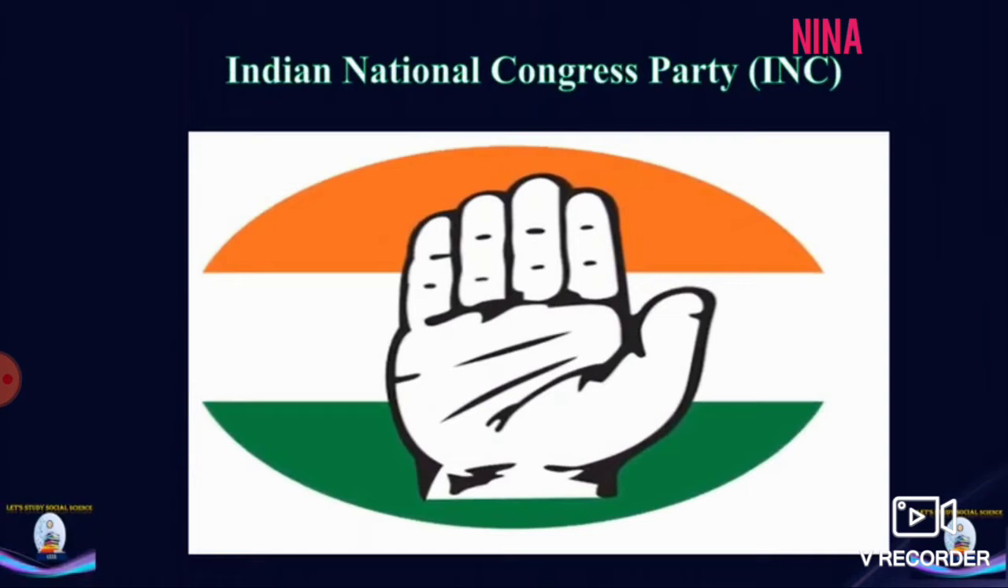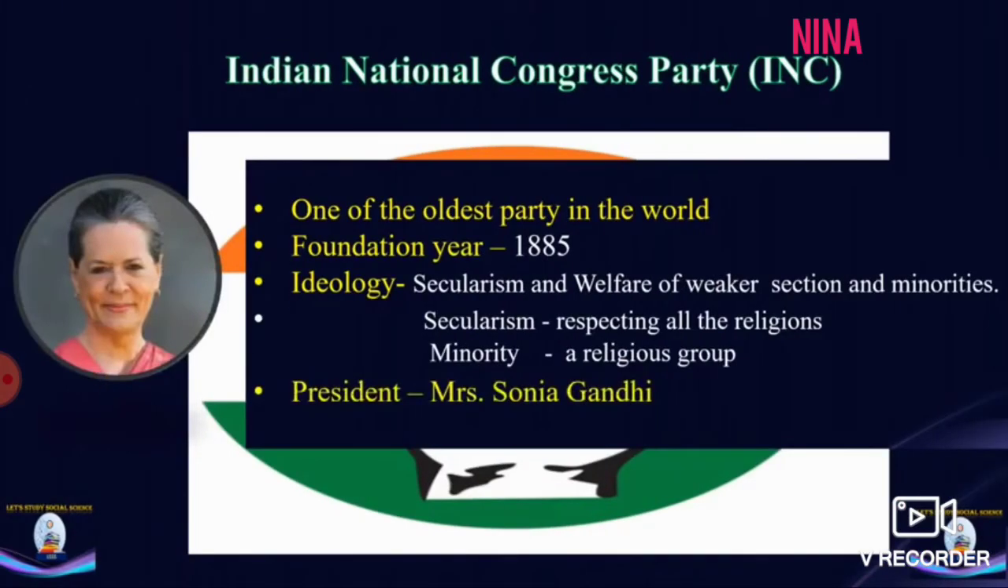Now see, in our curriculum, the first one given is the Indian National Congress, the oldest party of India, children. It is actually one of the oldest parties in the world, and the foundation year is 1885. The ideology of the Indian National Congress is different from the ideology of other parties. It is based on secularism and the welfare of weaker sections and minorities. Secularism means respecting all religions, especially the minorities, a religious group. And the president of the Indian National Congress is Mrs. Sonia Gandhi.